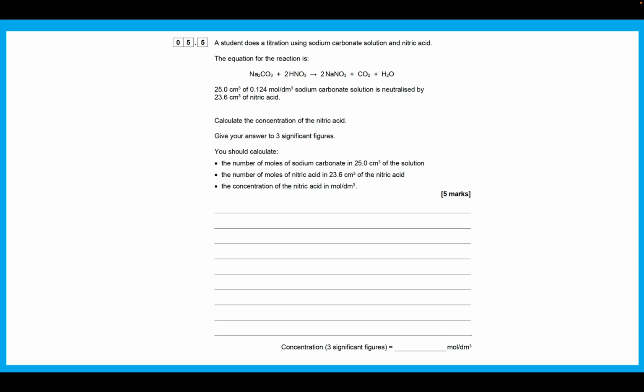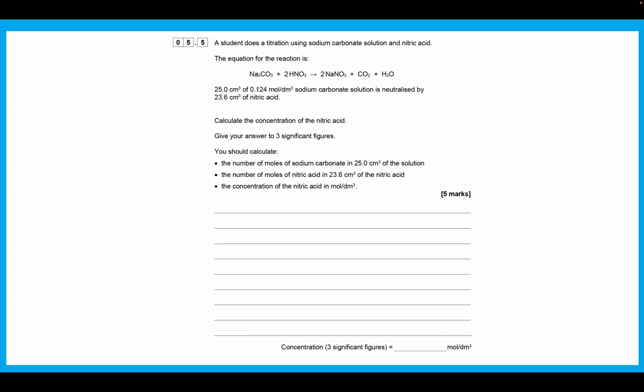Sub-question 5.5. A student does a titration using sodium carbonate solution and nitric acid. The equation for the reaction is: sodium carbonate reacts with nitric acid and forms sodium nitrate, carbon dioxide, and water. 25 cubic centimeters of 0.124 moles per decimeter cubed sodium carbonate solution is neutralized by 23.6 cubic centimeters of nitric acid. Calculate the concentration of the nitric acid. Give your answer to 3 significant figures.